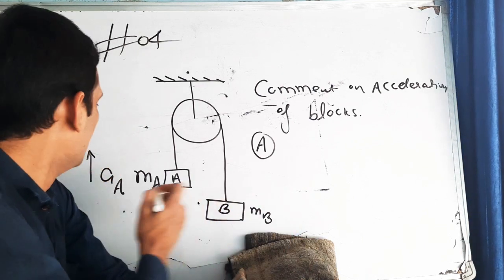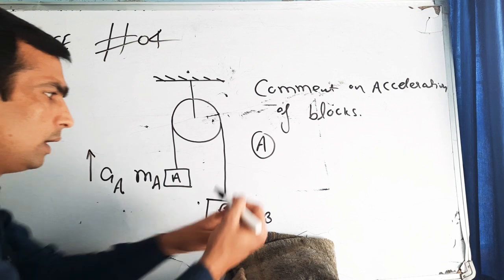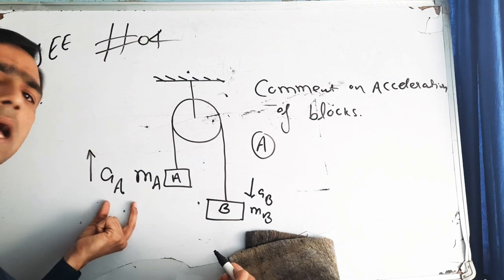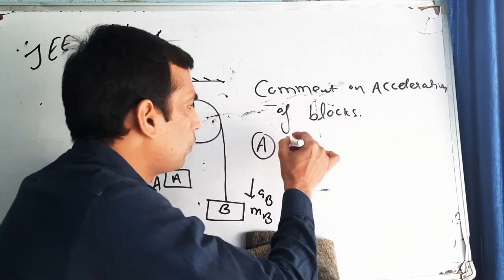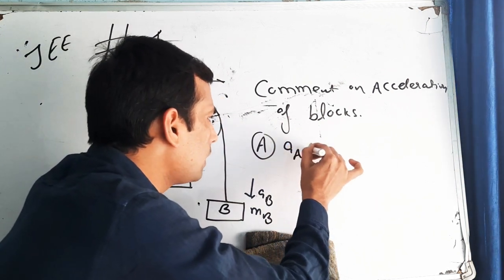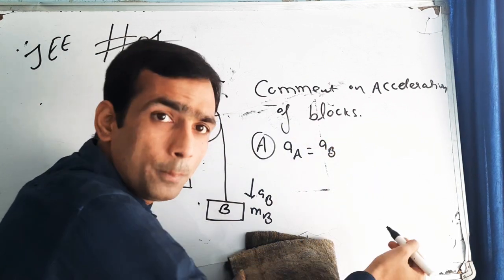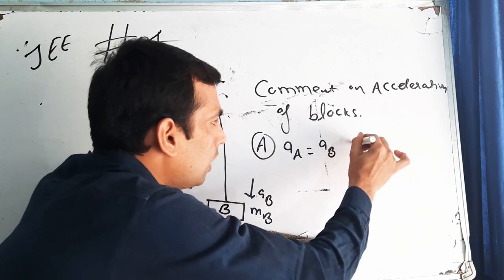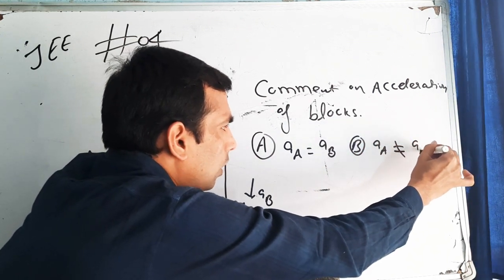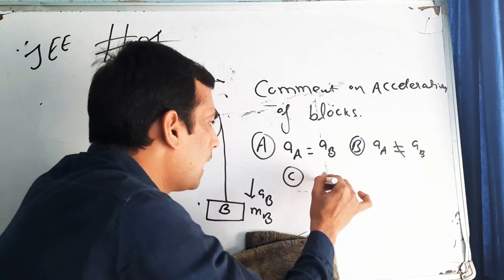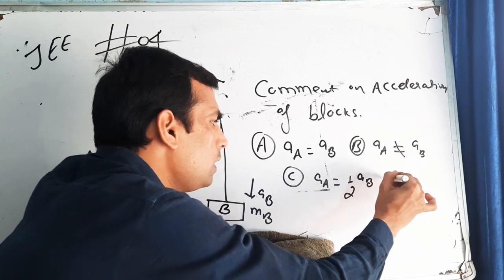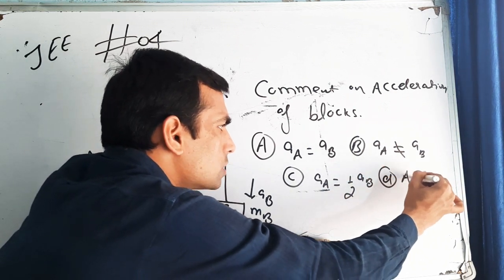This is a universal truth. So I am going to say that block A is going up and block B is coming down with the acceleration AB. Block A is going up with the acceleration AA. So what is your relation? Comment on the accelerations of the blocks. Option A: acceleration of A is equal to acceleration of B. Option B: acceleration of A is not equal to acceleration of B. Option C: acceleration of A is equal to half times the acceleration of B. And option D: all of these.